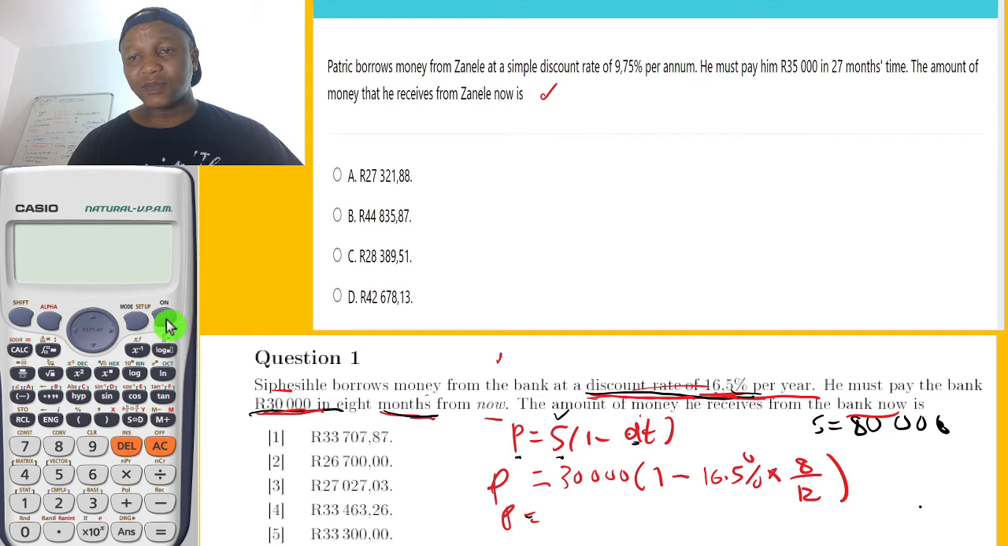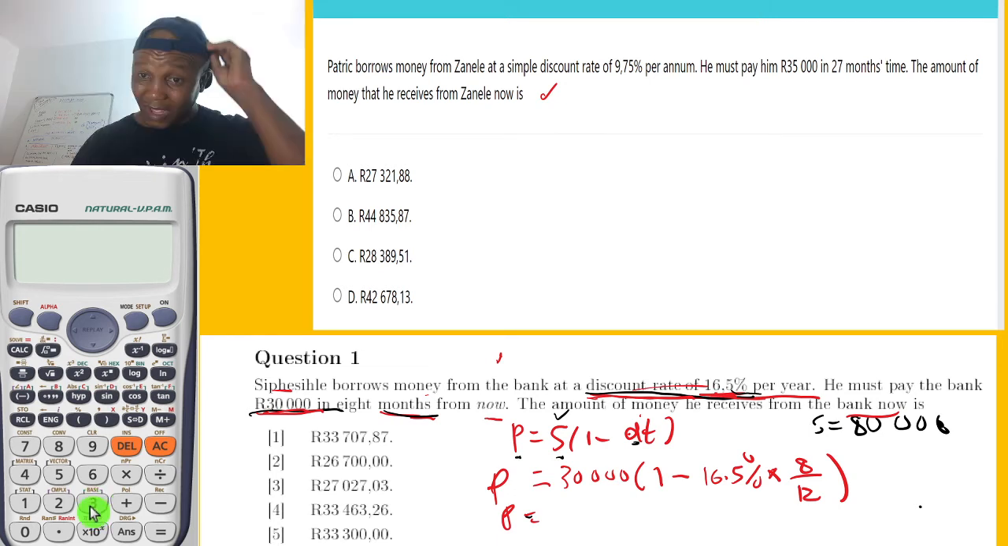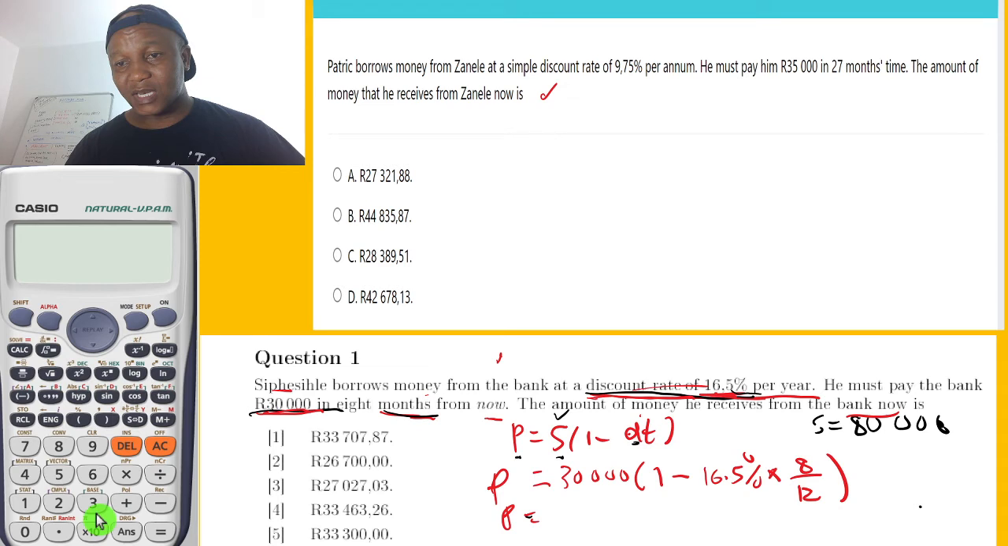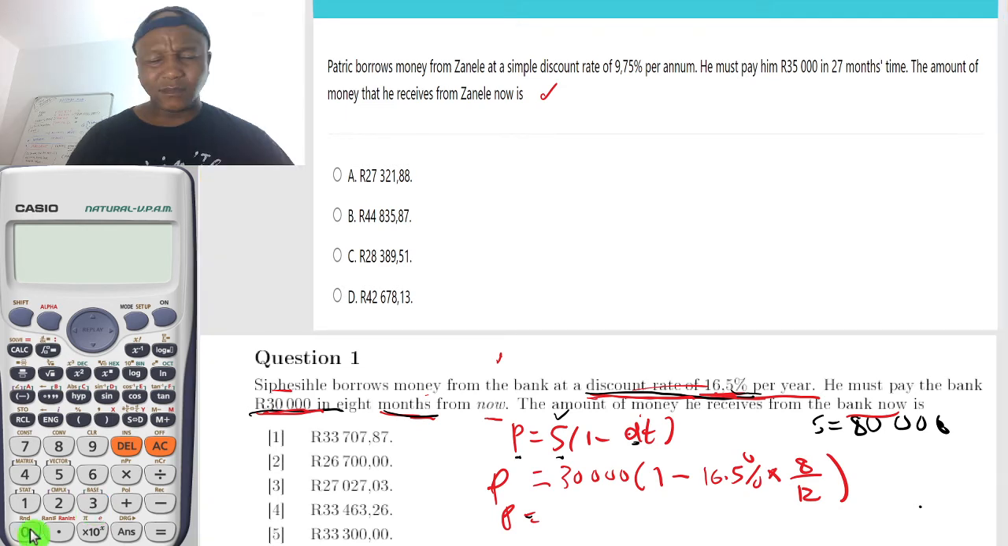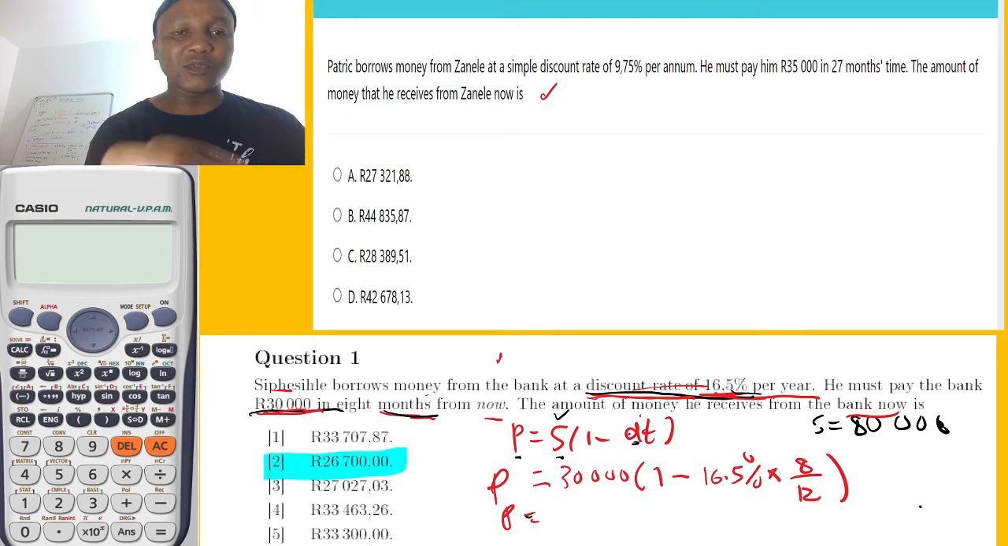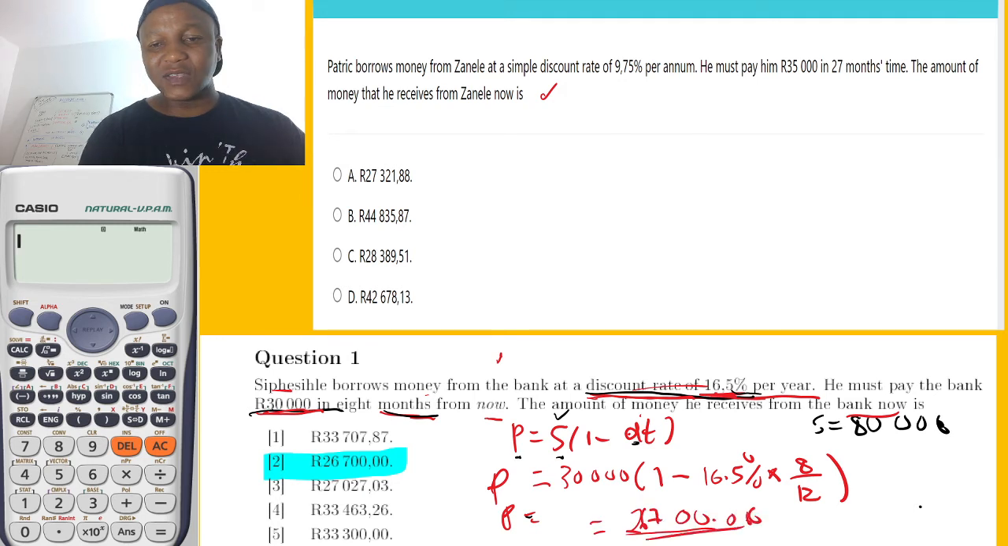Three. So if you plug in the calculator there, it's going to give you 26. My calculator doesn't respond for some reason, so I'll just ignore it. We can't waste a lot of time on the calculator. If you plug it in, the answer is going to be 27600. So our option is going to be option number two.